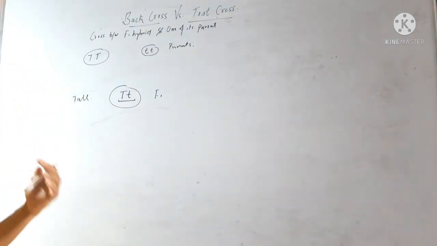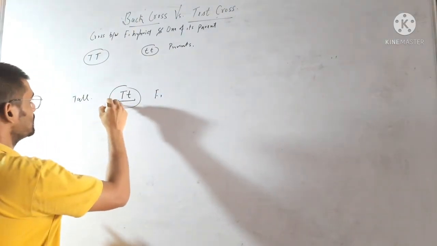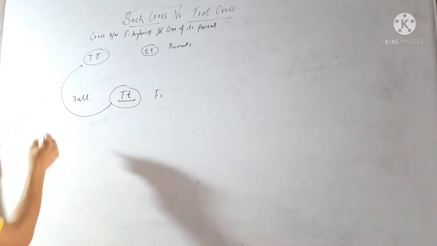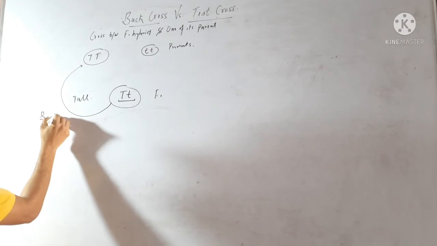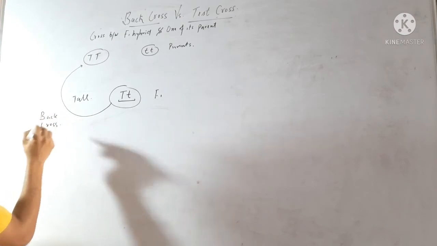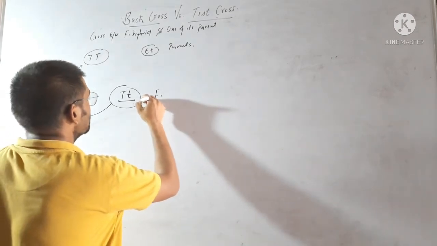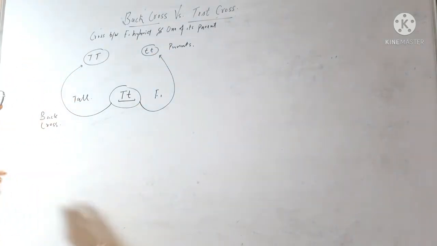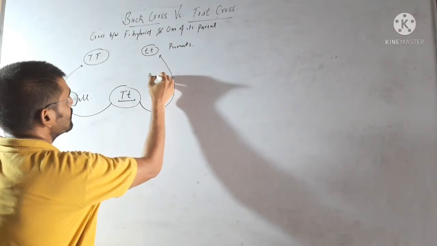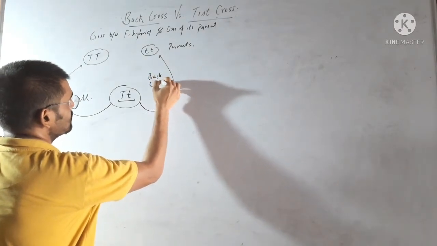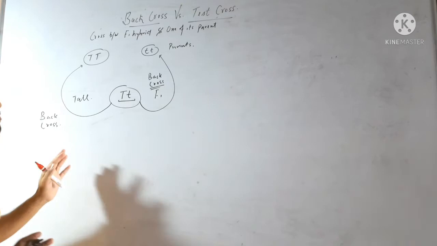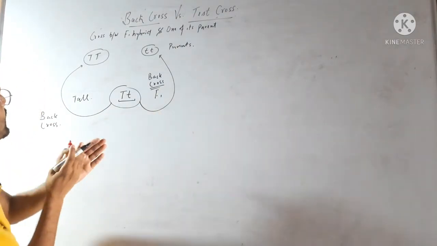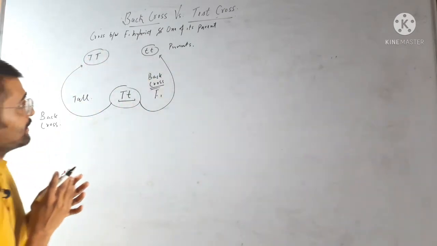So when we cross this F1 with this capital T, it is a backcross. And when we cross this F1 with this small t, it is also a backcross. So backcross is a cross between an F1 hybrid and one of its parents.